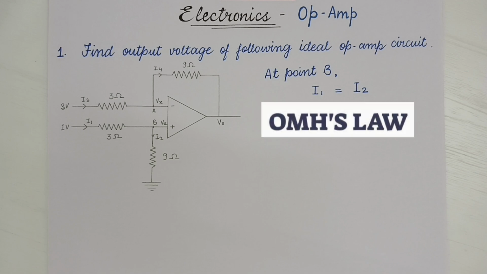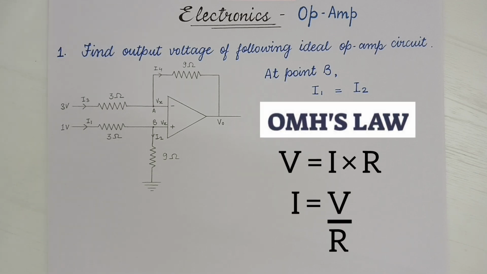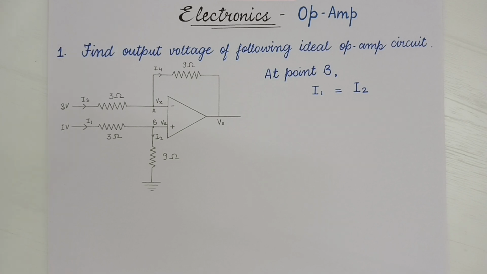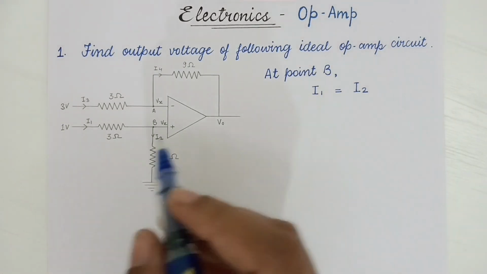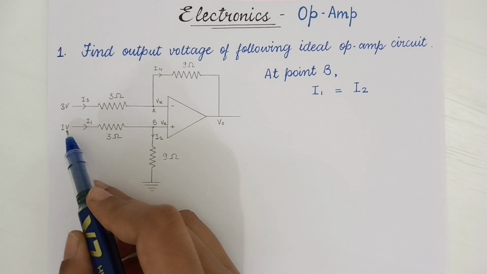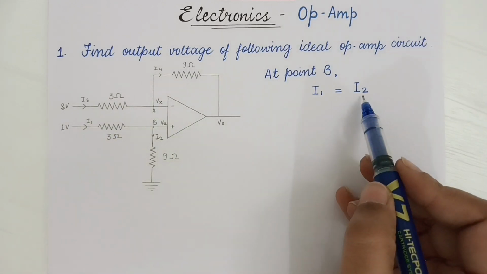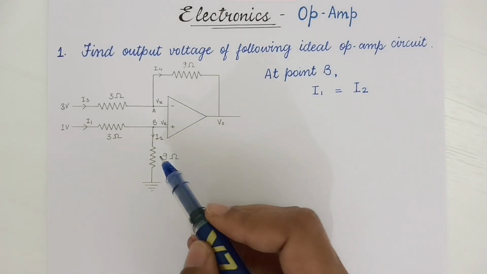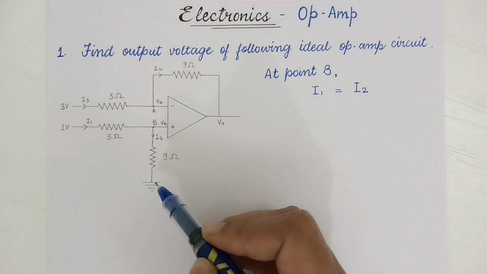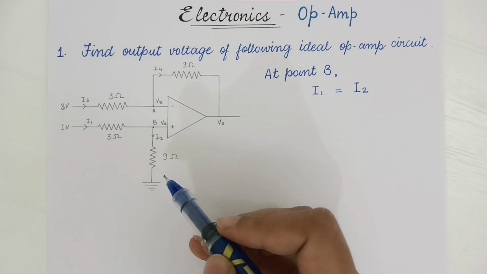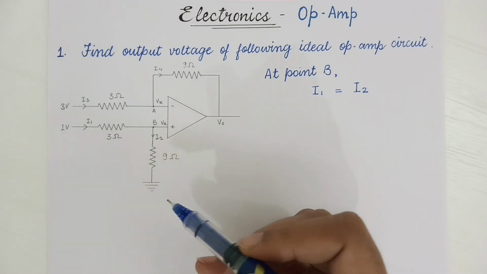Now from Ohm's law, that is V equals IR. So here I is equal to V by R. So we are going to take the difference in potential divided by resistance, that is R. So for I1, we are going to subtract this 1 volt minus Vx, and similarly for I2 we are going to subtract Vx minus 0. Why 0? Because it is grounded. So we will take this voltage as 0.